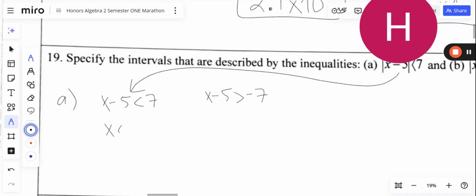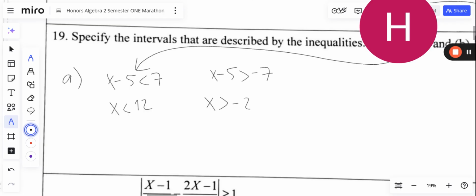This would mean that x is either less than 12 or x is greater than negative 2. And so the interval for that means x has to be bigger than negative 2, but not including. Otherwise, if it were including, I would put a bracket if there were like a line under here. But it's not including, so it's going to be from negative 2 to 12.